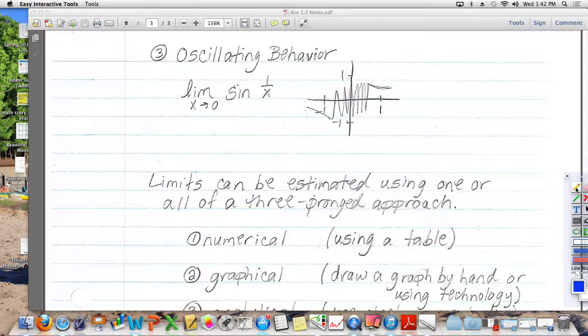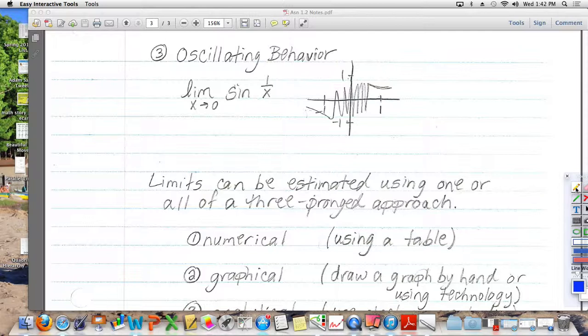Oscillating behavior, we kind of talked about that a little bit earlier today. Oscillating just means it's like zigzagging. It's going up and down and up and down and up and down really, really fast. Like so fast that you can't even control what's happening. And by the way, my graph that I have up here, I did not do justice for the graph. It looks a lot better if you look at pictures or graphs in your textbook. But an example of that would be the limit as x approaches 0 of the sine of 1 over x.